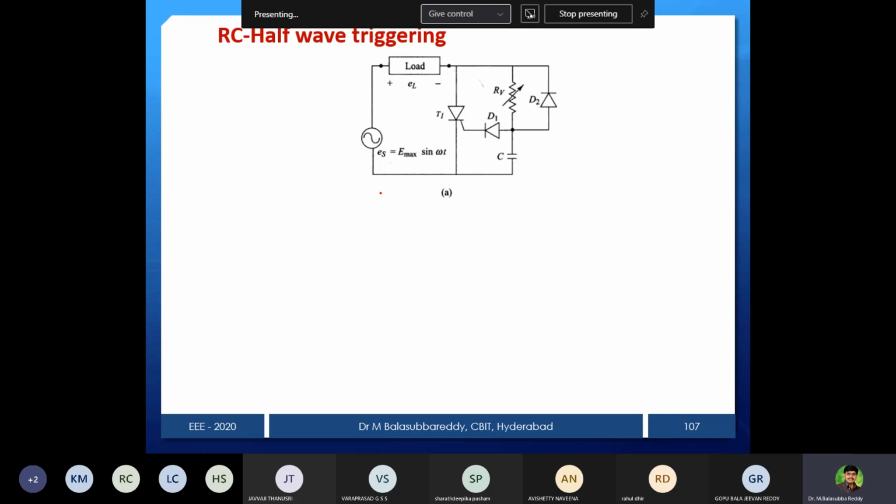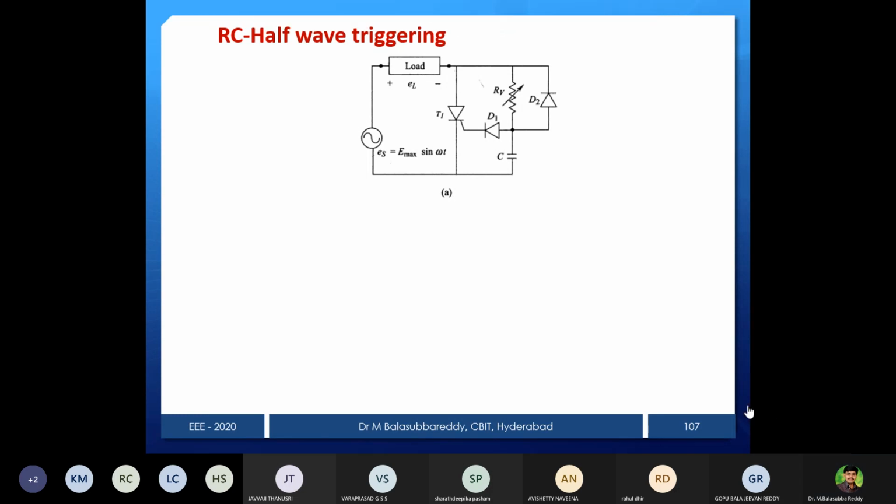This is the circuit. Here two diodes we used, one is D2, another one is D1, and as usual RV is required to control your alpha. The same thing here, that problem is still there. By using that resistance you are able to control the alpha value by using this RV.